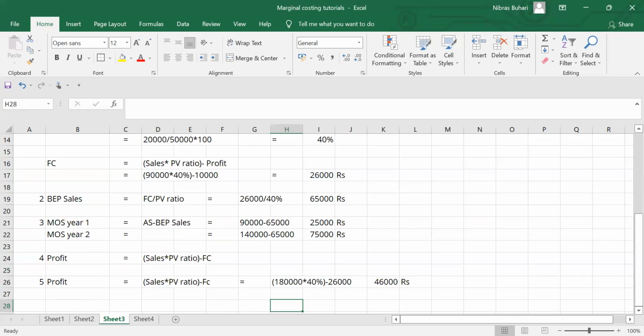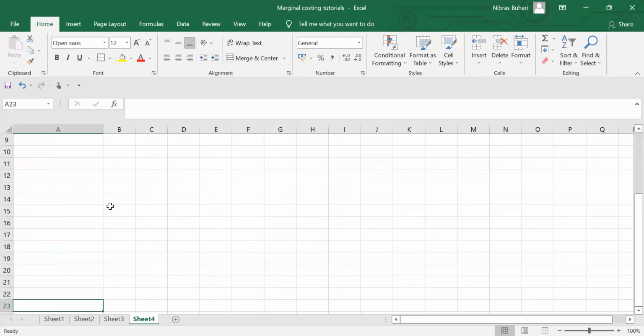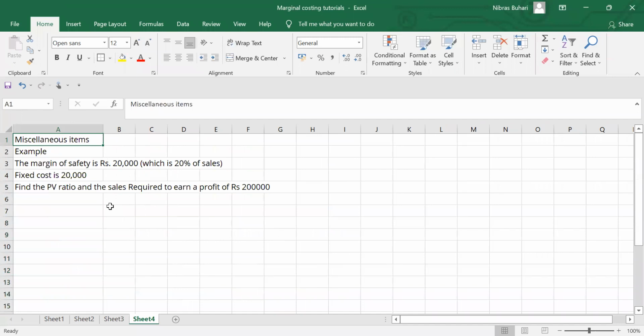Clear? Then one last example. This example is actually called miscellaneous items. See, here I'm going to give you a very small sum. I'm asking only 2 questions, but the answers cannot be found directly by substituting the formula.